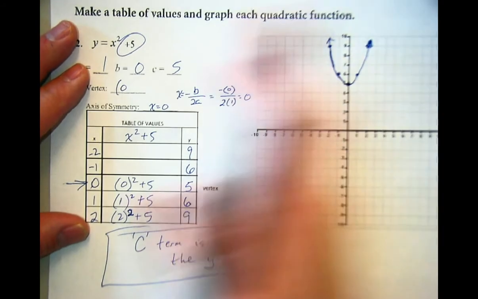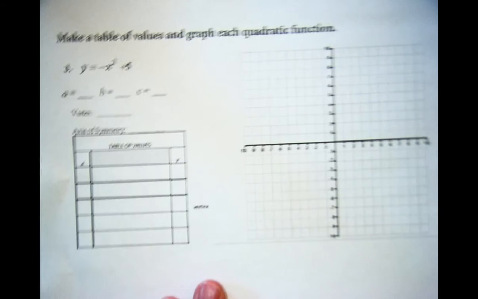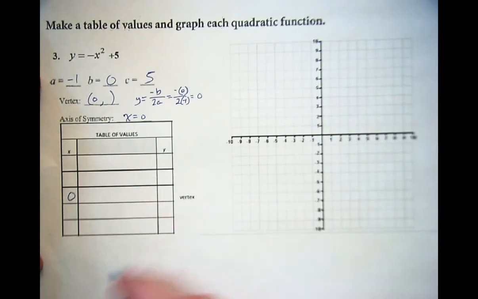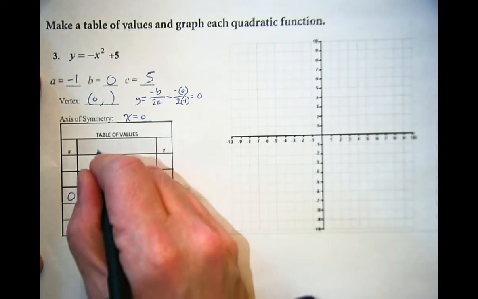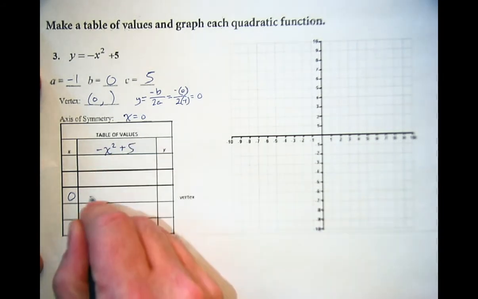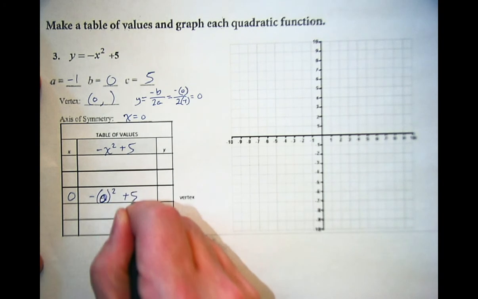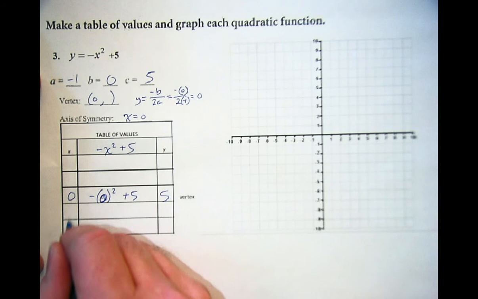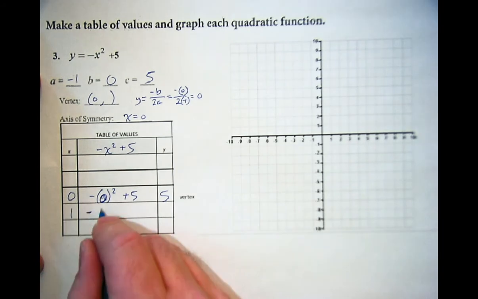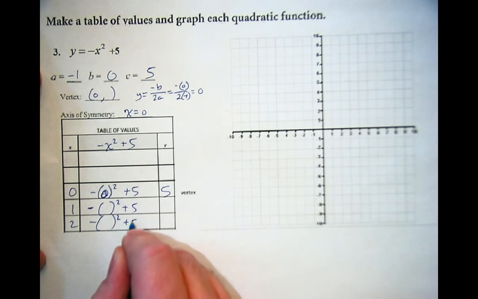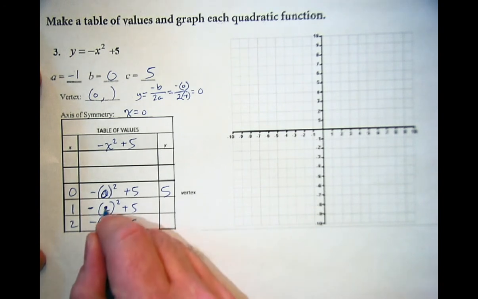I want you to graph number 3 now, please. Number 3 looks very similar to number 2. Give it a go. I've started filling this out. Notice when we put this in, you've got negative x squared plus 5. We put our 0 in, plus 5. That still gives us 5 there. But when we put our negative 1 or positive 1 in, this negative is still on the outside. And we put the 2 in, that negative is still on the outside. So when we input it into our calculators, we've got to input it just like this.